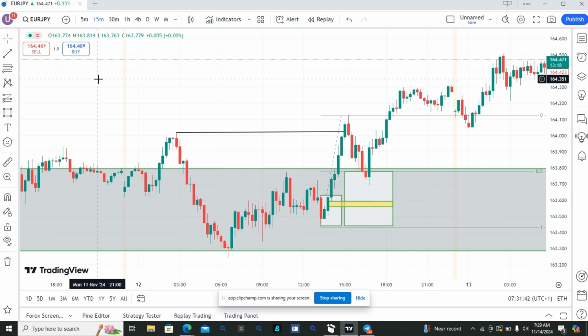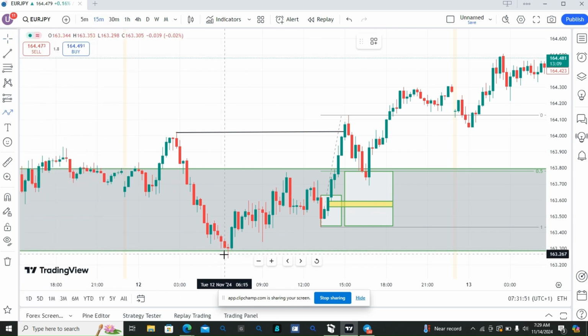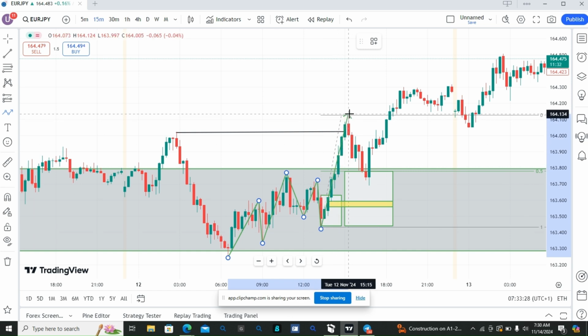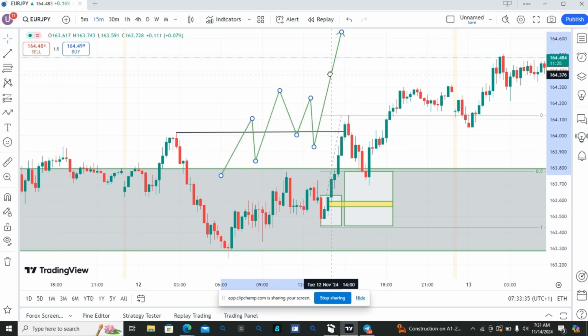Let me show you our breaker block. We have a breaker block. Let me show you. So when this price moved like this, like this, like this, there was a change of character here, and also there's another change of character here. Do you notice what I'm showing you? Let me bring it out so that you see the breaker block here.